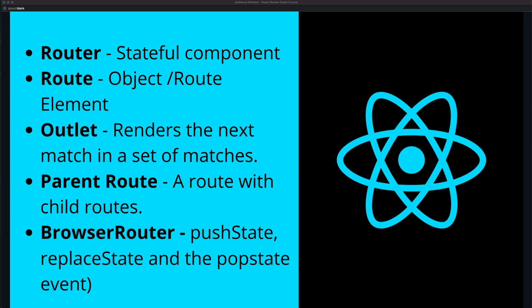First, the router. The router is a stateful, top-level component that makes all other components and hooks work. The route is an object or route element, typically with a shape of path and element, or route path element. The path is the path pattern. When the path pattern matches the current URL, the element will be rendered. Now, an outlet is a component that renders the next match in a set of matches. A parent route is a route with child routes.